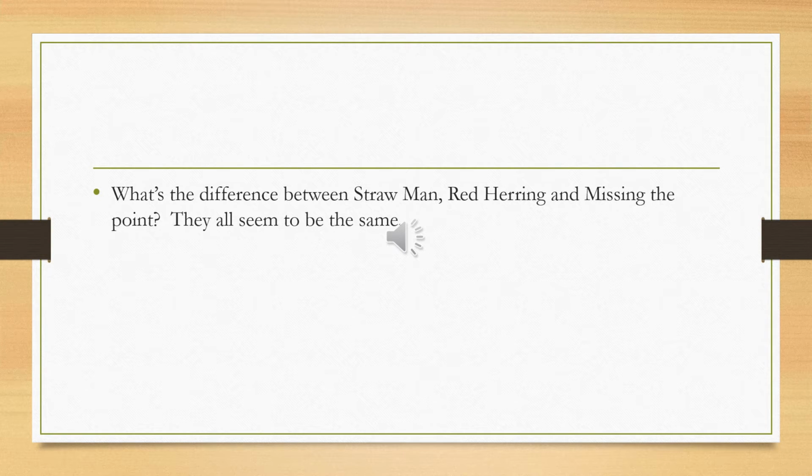So in the slides that follow, I'm going to give some examples of straw man fallacy, red herring, and missing the point, and hopefully these will illustrate for you the distinction between these three fallacies. One thing that they tend to share is that they're two-person fallacies, where one person is committing the fallacy against another person. So I've set up some examples that hopefully can make that clear to you. So let's get started with straw man.